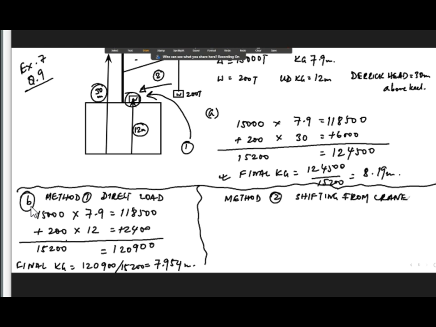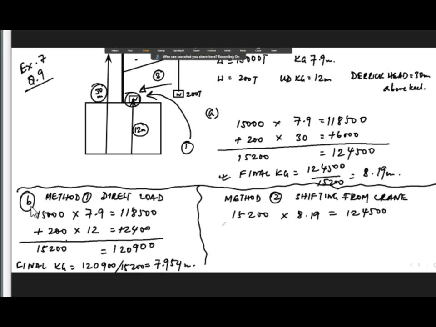Shifting from the crane. It is right now on top of the crane. That's what we had calculated in part A of the question. It is right now there. From there, I'm going to bring it to 12 meters. So what are we going to do? So I got 15,200 into 8.19. That is 124500. That is the first part.